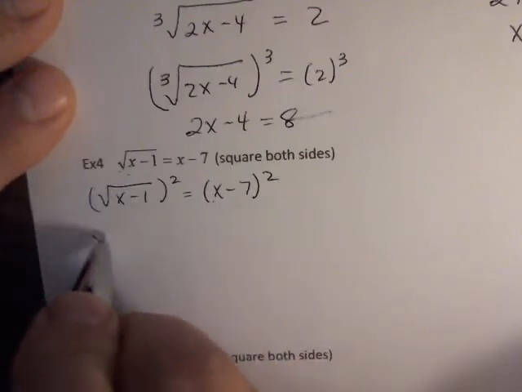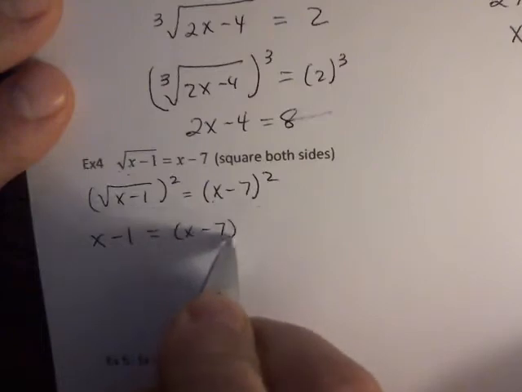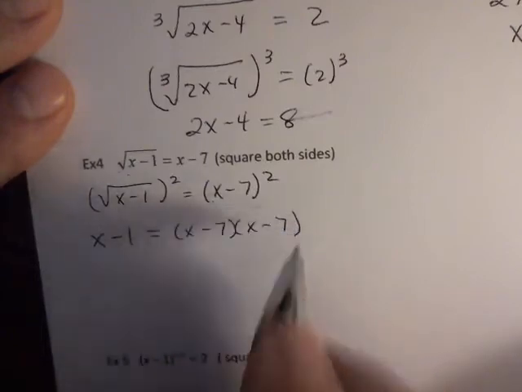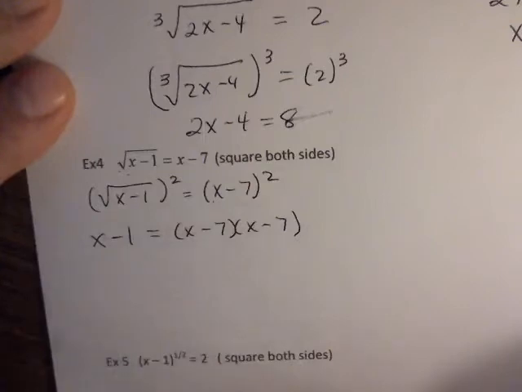So if I simplify the left, I get the x minus 1. Well, x minus 7 squared, it'd probably be better if you just wrote it out like that. That way you won't mess up. Take the extra step.